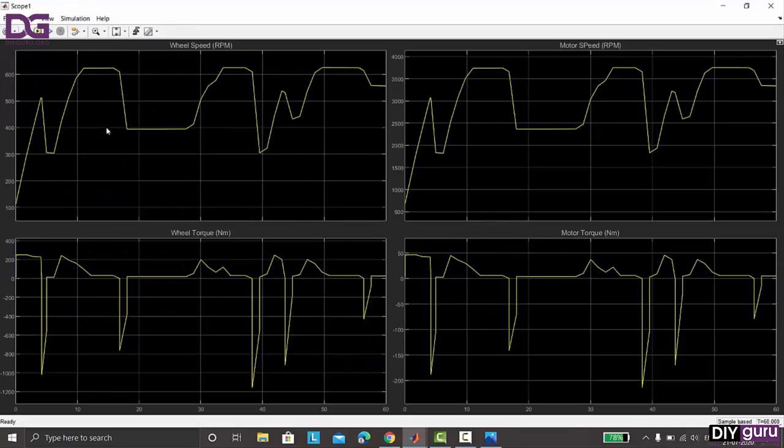Then the wheel speed required is around 600 rpm, and the wheel torque required is around 200 Newton meters. After gear reduction we require 15 Newton meters and around 3800 rpm from our motors. So our motor should be capable of delivering 50 Newton meters at 3800 rpm.